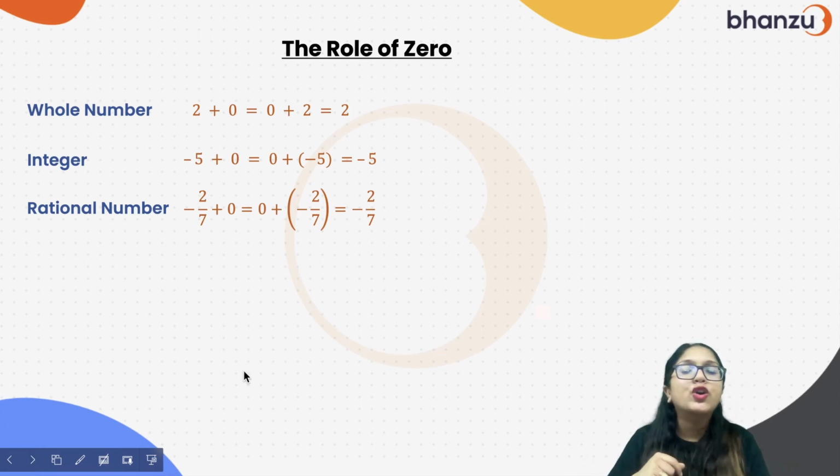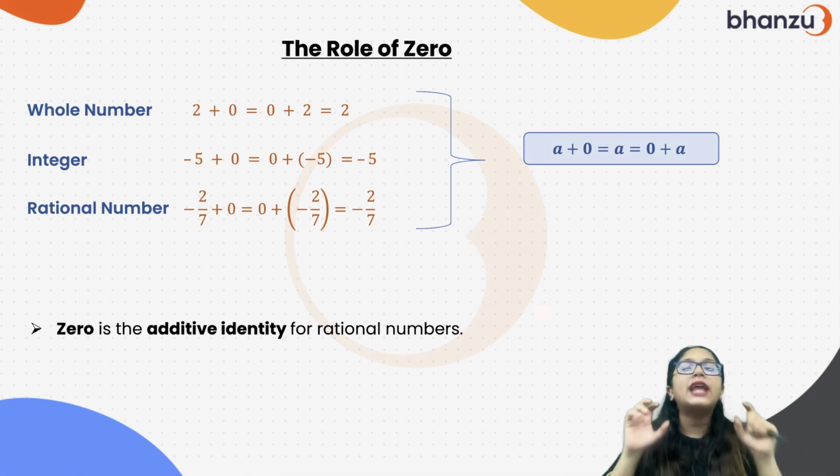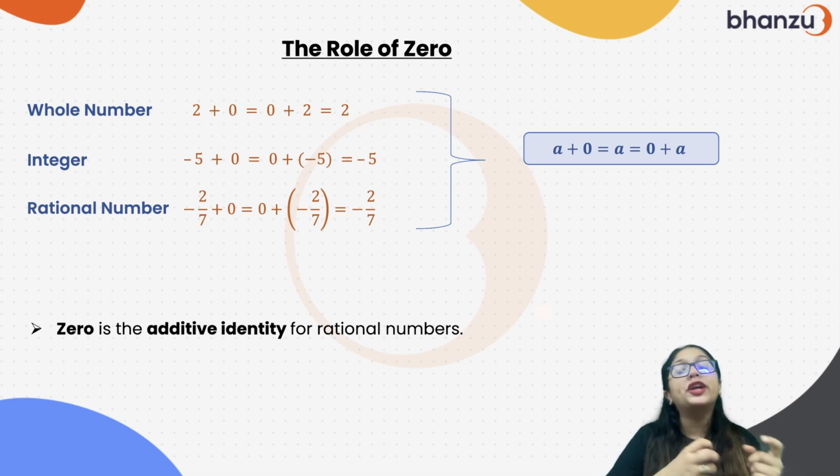So what am I going to conclude over here? 0 is the additive identity for rational numbers. If we add 0 to any number, the answer is going to be that number itself, either it is whole number or integer or rational numbers.